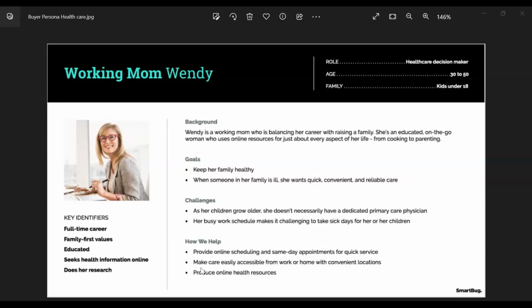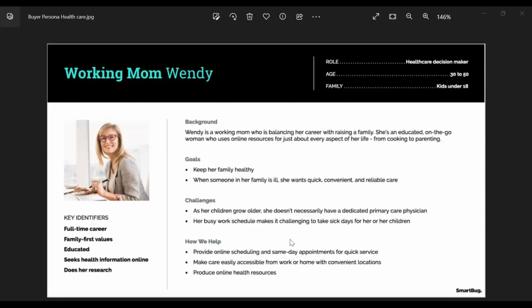A busy work schedule. Now, saying this, getting the business by targeting this particular audience. The people that are targeting this particular audience now, they are providing online scheduling and same day appointments for quick service, because her challenge one is she has a busy schedule. So she needs something that, if she books an appointment today, she will get an appointment that same day, and she will get the services delivered that same day.